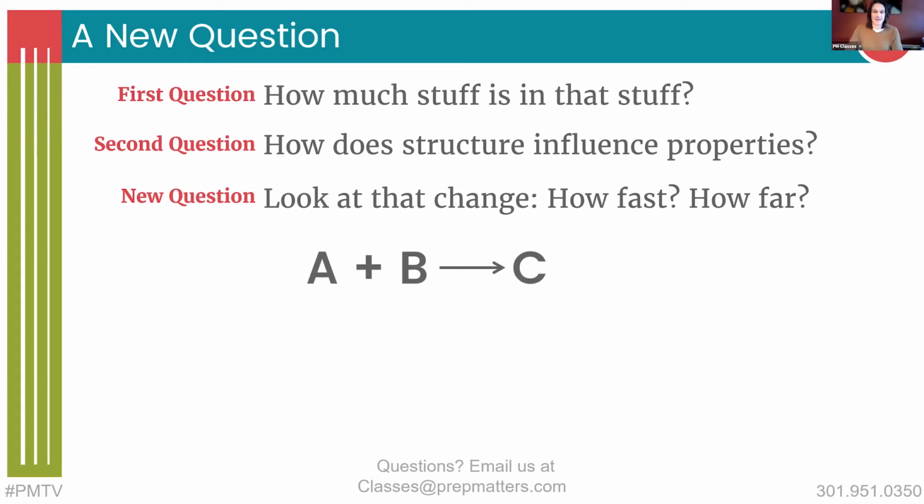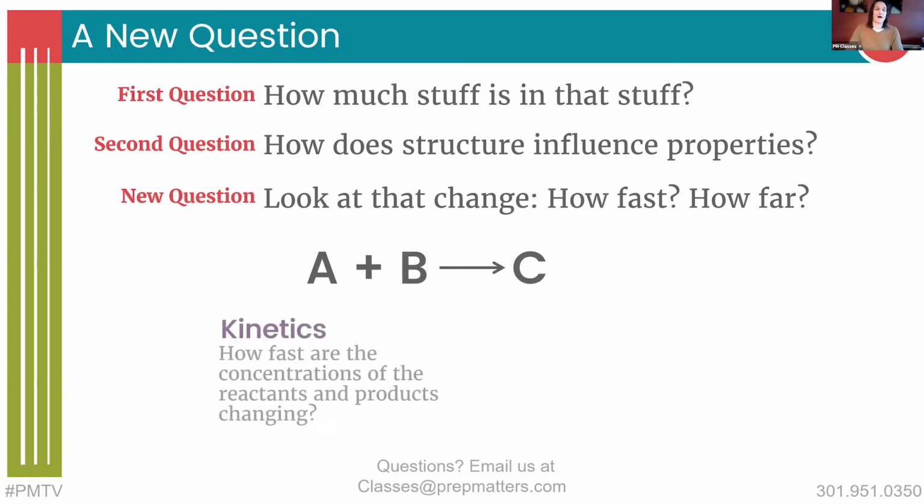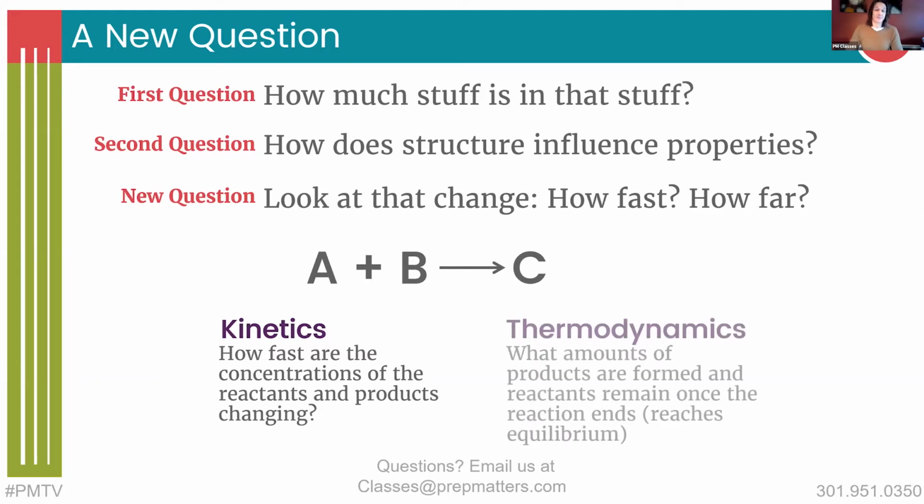I'll start with this kind of token cartoon reaction, A plus B goes to C. You've seen it a billion times, right? So one question is, how fast is it happening? How fast are those A and B guys changing into C guys? How fast are the concentrations changing? Another question you might ask is, how far do you get? Do all the A and B's turn into C, or do just some of them turn into C? And that's the idea of equilibrium.